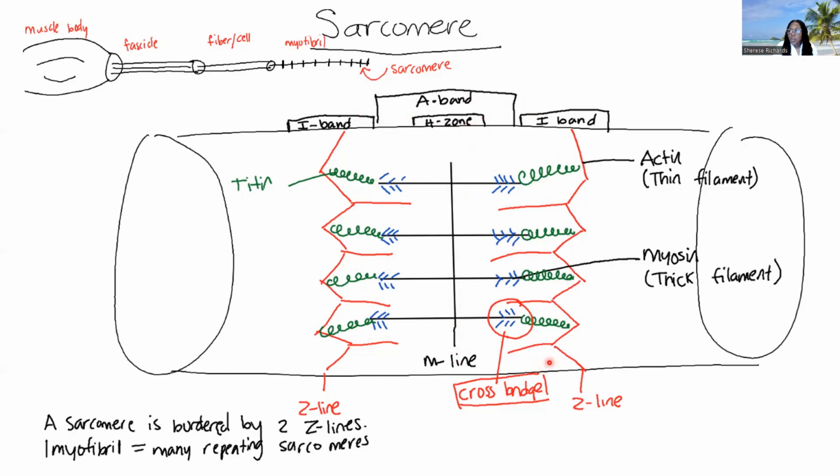Okay. Also think about the cross bridges. The cross bridges are basically the connection or the contact being made by actin and myosin, and that's going to be the basis for cross bridge cycling.